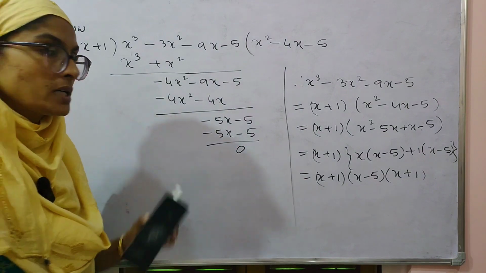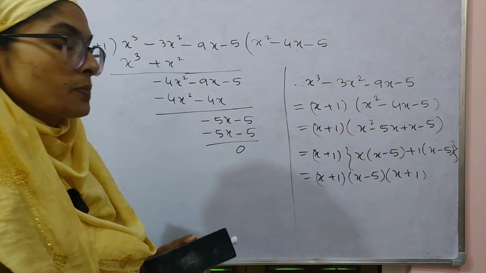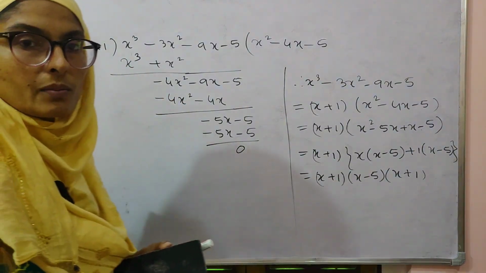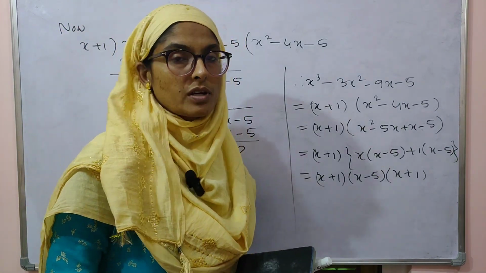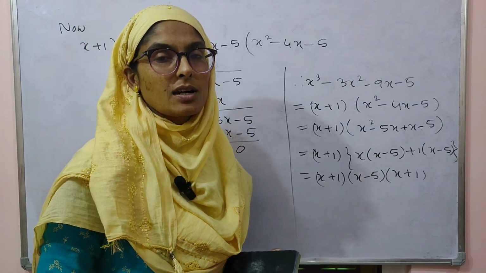So I think all of you understood how to factorize a quadratic or cubic polynomial or polynomial of higher order. So I have discussed question number 1 and 2. The rest is your homework. You can try at home and you can write the answer in the comment.